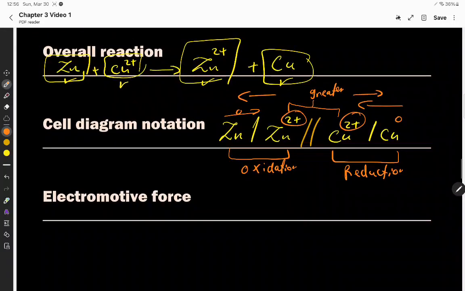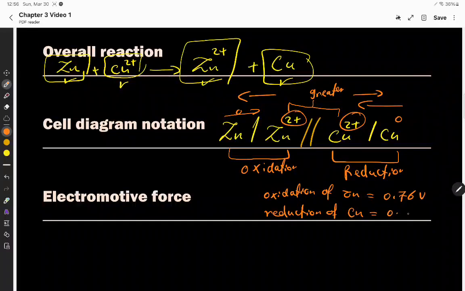Calculating the electromotive force. Now let's calculate the electromotive force. We had in the equation the oxidation potential of zinc, which is positive 0.76 volt. And we have the reduction potential of copper, which is 0.34 volt.